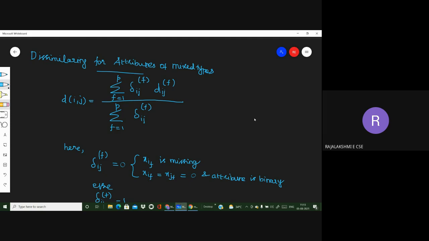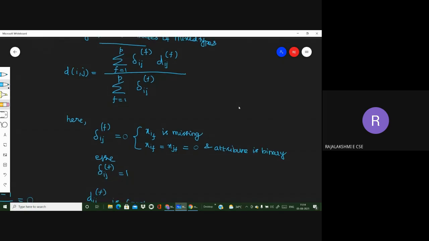Summation of f equal to 1 to p of del ij to the power of f times d ij to the power of f, divided by the same formula, summation of f equal to 1 to p of del ij to the power of f. Here if the value of the variable is missing, then this del ij to the power of f is equal to 0. And if it is also a binary value, this del ij value is equal to 0. Else I'll take this del ij value as 1.